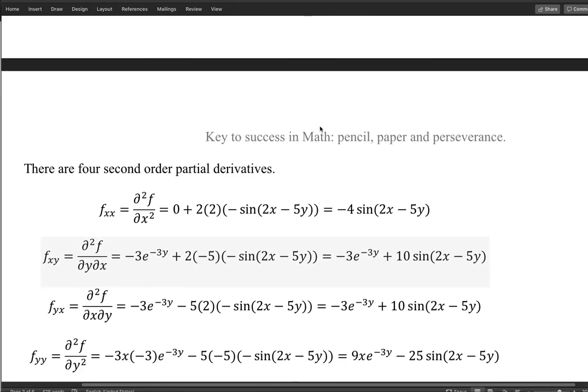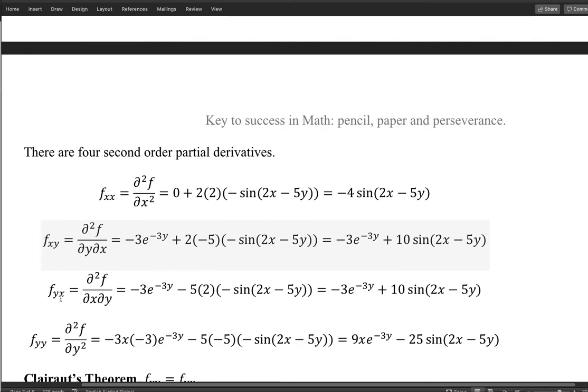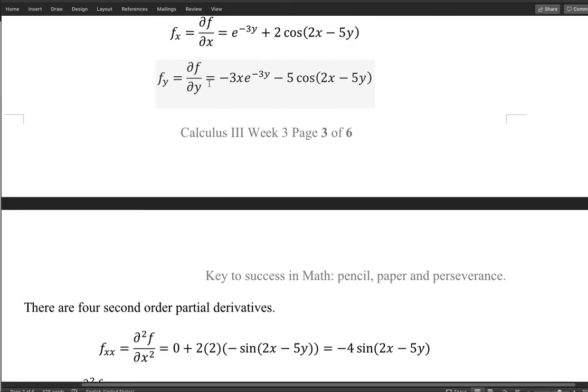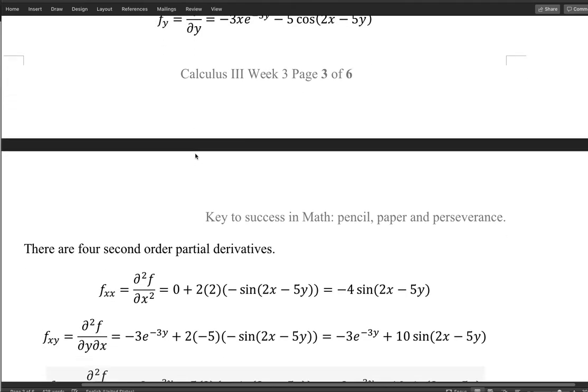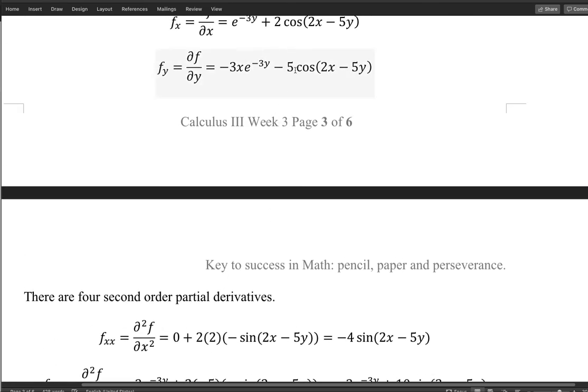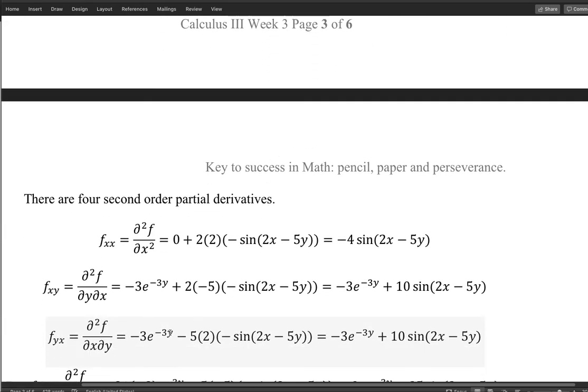So I did my calculation. First of all, take a look at whether the notation makes sense. fyx is d2f dx dy. I'm looking at this part. Taking the partial derivative with respect to x, negative 3 times e to the negative 3y. Then starting from negative 5, cosine turns into negative sine. Then from the derivative of the inside, the chain rule, we got a 2 here. That is what I calculated for f sub yx.